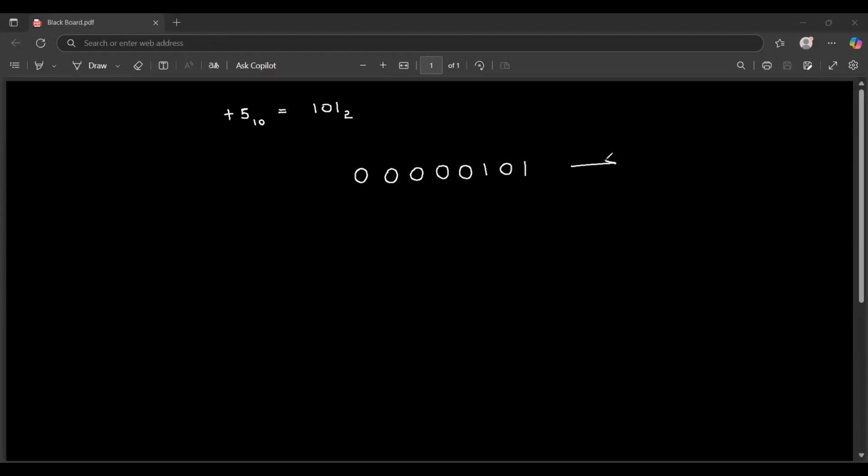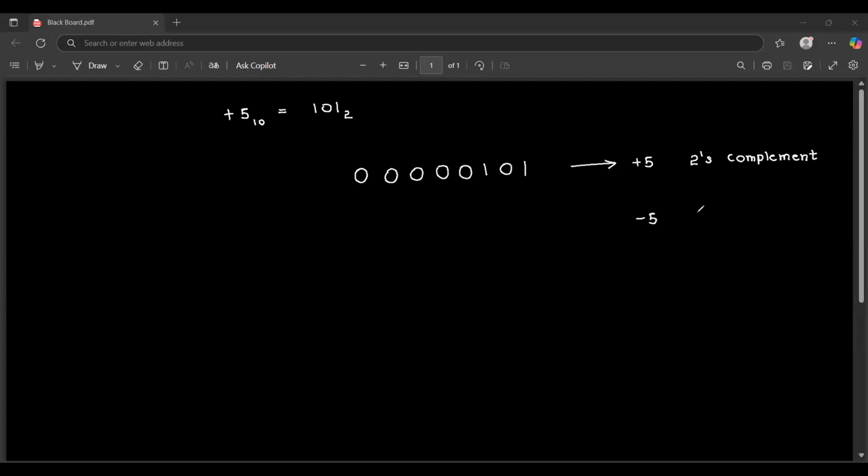So this is the positive 5, in 2's complement, 1's complement, or signed magnitude. But in this case, let's just say 2's complement form. This is the 2's complement representation of positive 5. Now we have to find the 1's complement of negative 5.